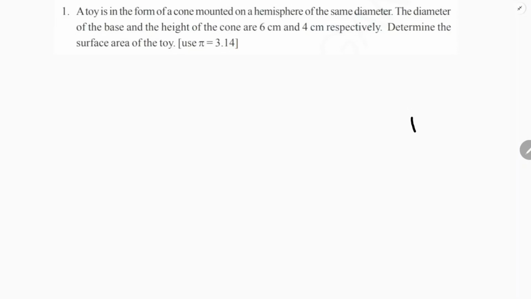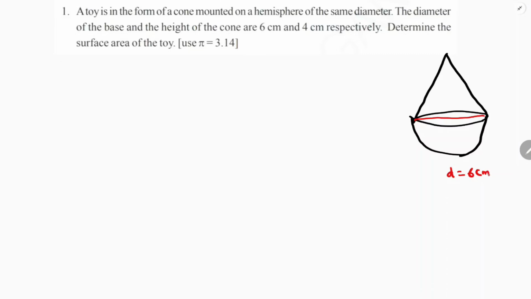So, hemisphere on the top of the cone is mounted, of diameter 6. Diameter is 6 centimeters. So, radius is 3 centimeters. And height of the cone is 4 centimeters. Height is 4.